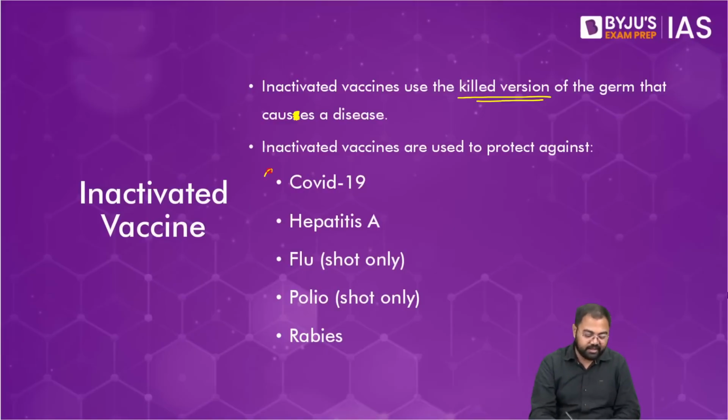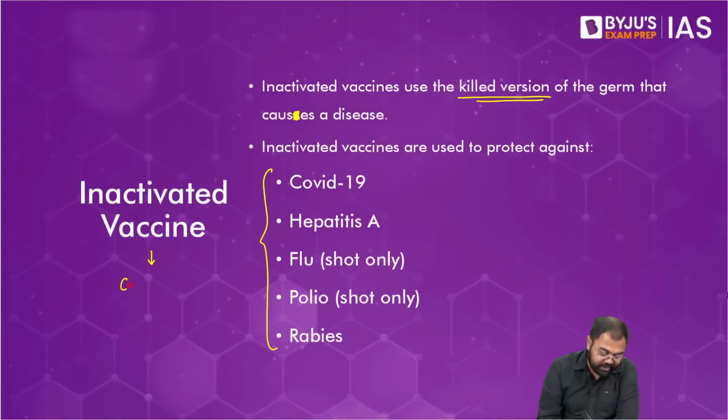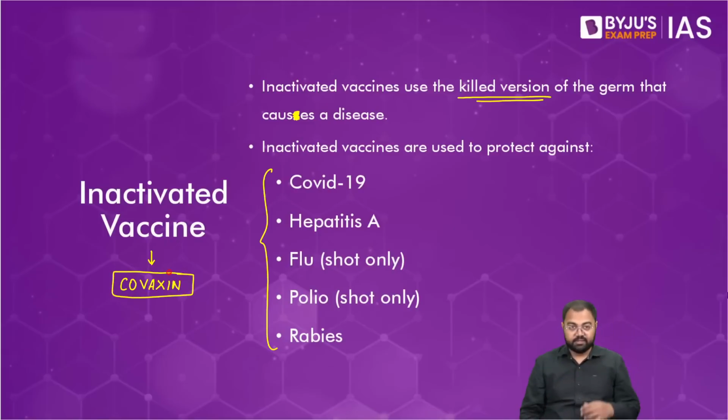And we see that there have been a lot of cases in the past, apart from COVID-19 also, where we have made use of inactivated vaccines. Now, in case of COVID-19, the inactivated vaccine that we used was Covaxin. Covaxin basically is an inactivated vaccine, the one that was made in India. So that is an inactivated vaccine that we used against COVID-19.